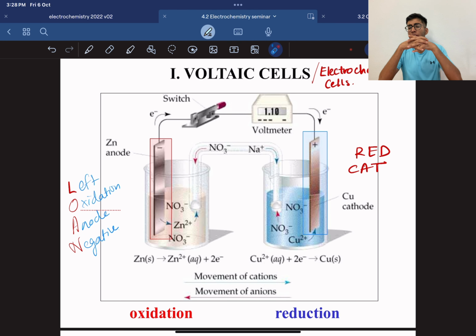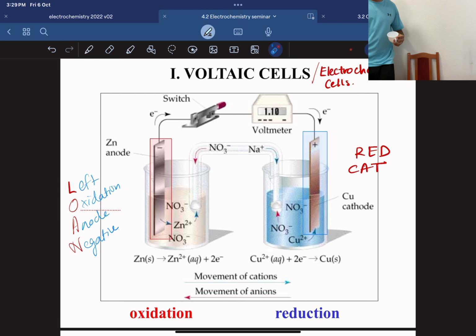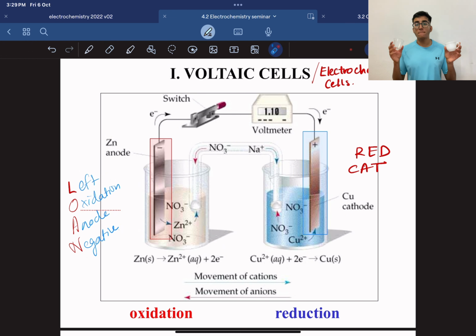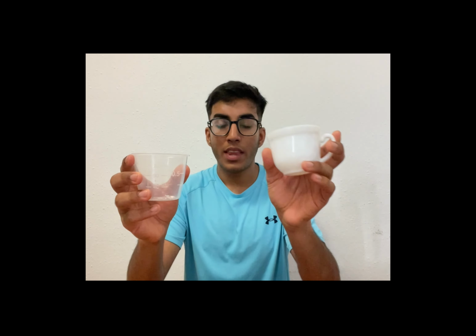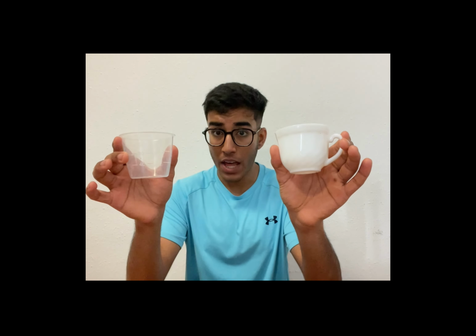What do I mean? If I say left and right, I want to show you an example. I don't know if for you guys this is the left or the right. But I'm guessing if you're watching the video like this, then this is the left and this is the right. Left and right. Okay? Now, that left means this has the anode and this has the cathode.